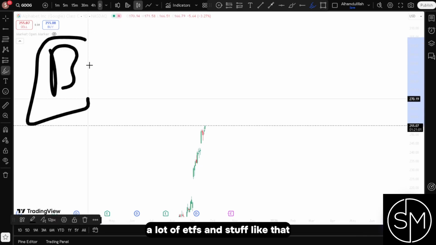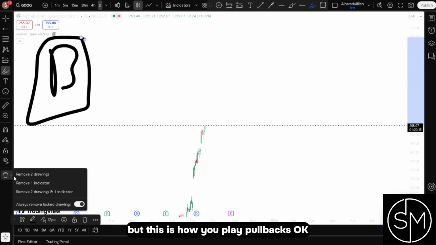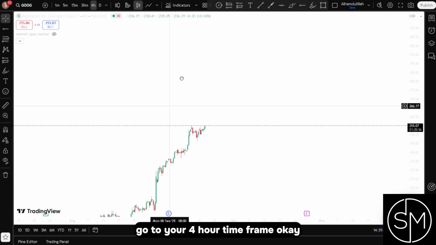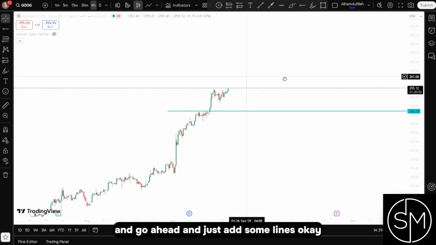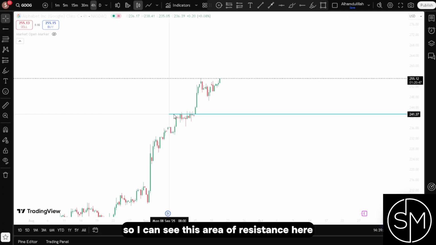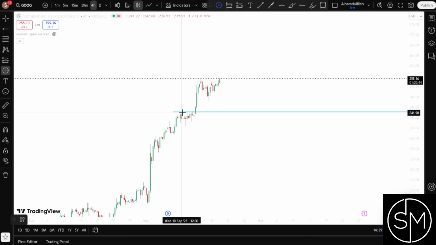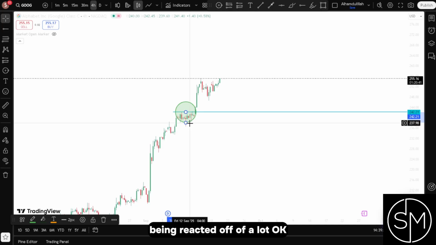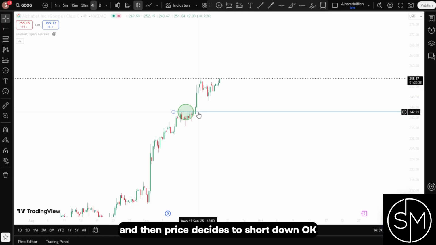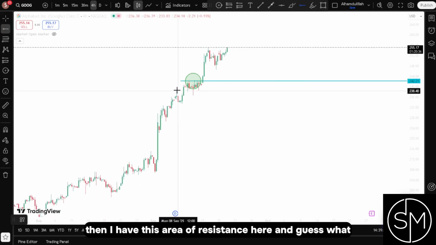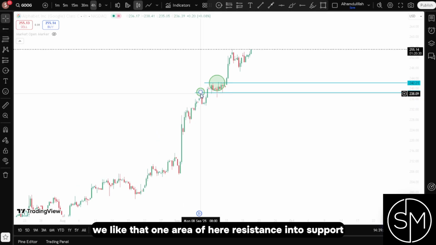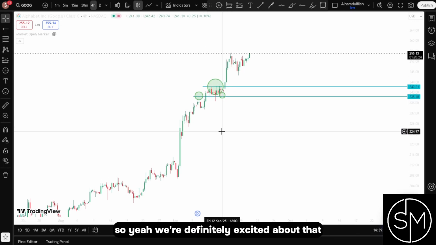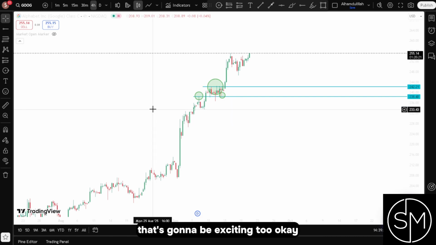Okay. A lot of ETFs and stuff like that trend in a very heavy direction, but this is how you play pullbacks. Okay. Go to your 4 hour time frame. Okay. Look at the areas of resistance below current price and go ahead and just add some lines. Okay. So I can see this area of resistance here being reacted off of a lot. Okay. And the price decides to shoot down. Okay. And then I have this area of resistance here. And guess what? Price already broke and retested right here. We like that one, resistance into support. So yeah, we're definitely excited about that. So that's going to be another area that's going to be exciting too.